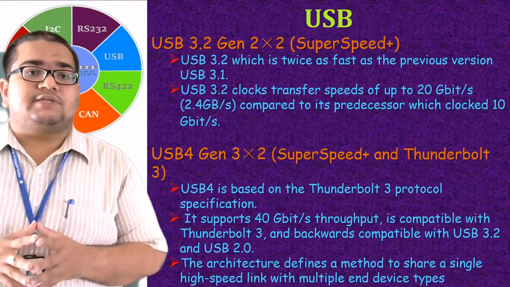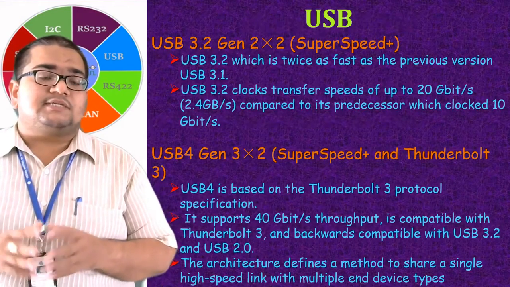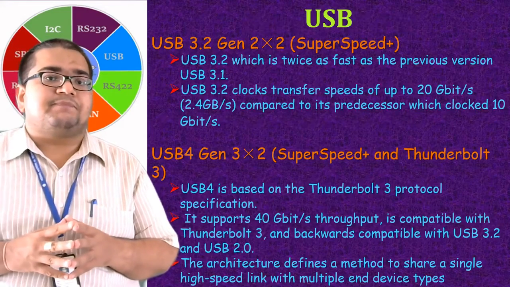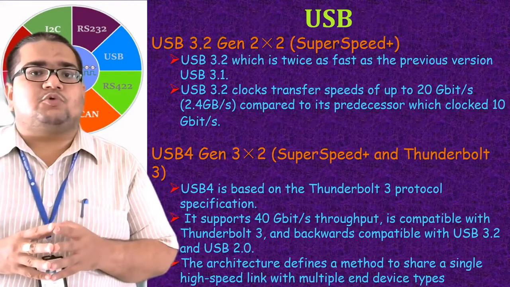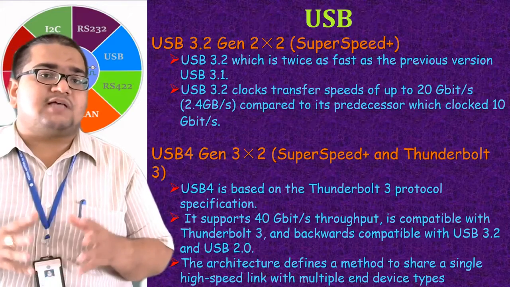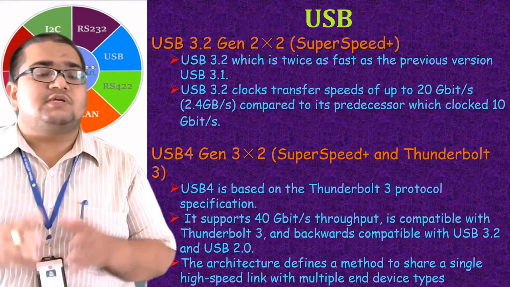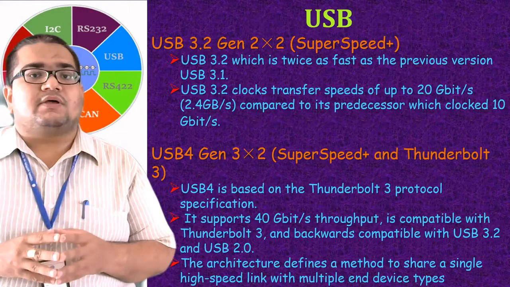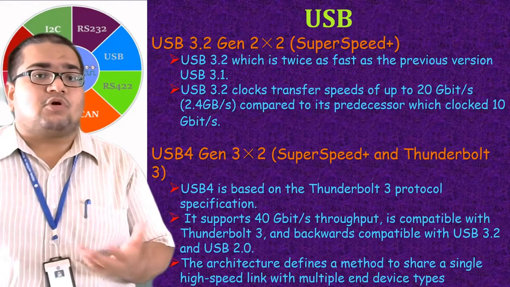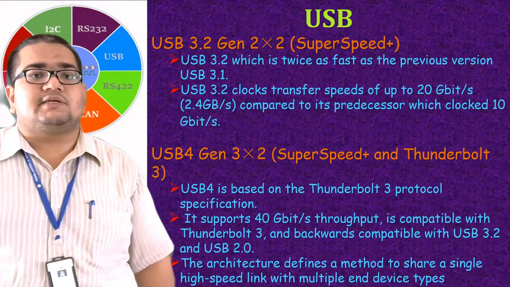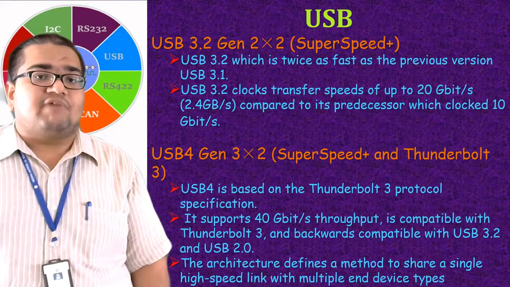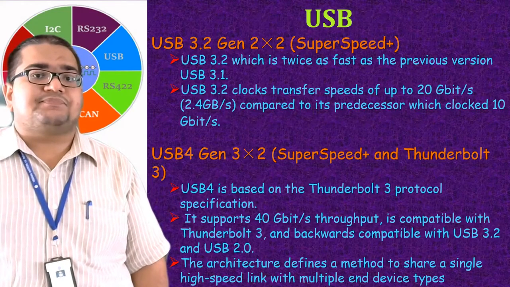What is specific about USB 3.2? It's a SuperSpeed Plus type of USB. USB 3.2 is twice as fast as its previous version, USB 3.1. The clock transfer rate, the speed of USB 3.2, is up to 20 gigabits per second.